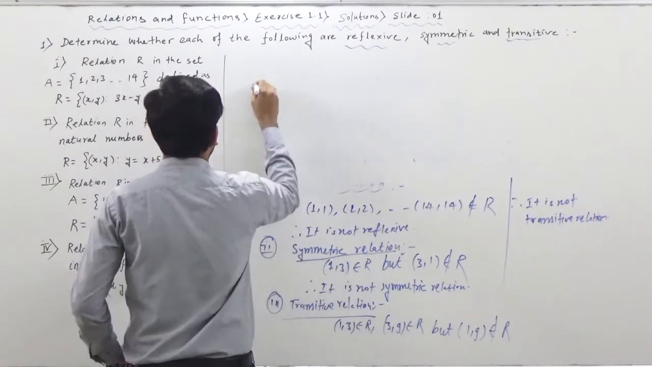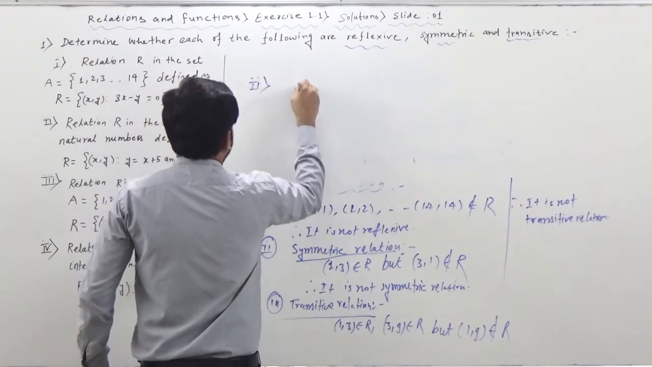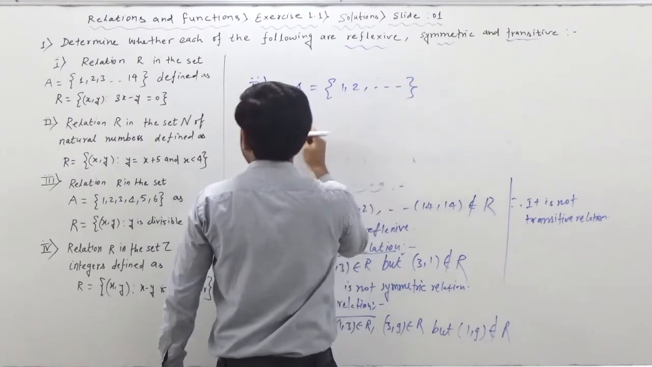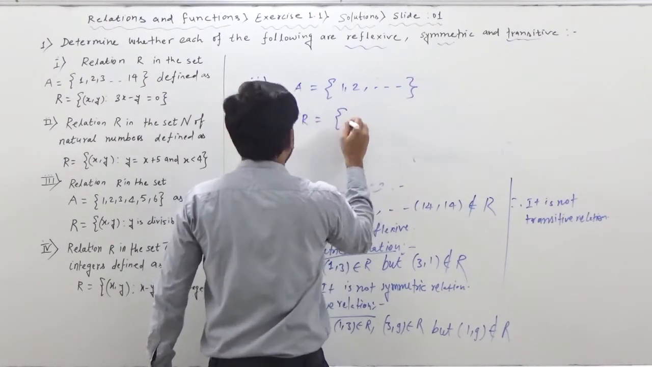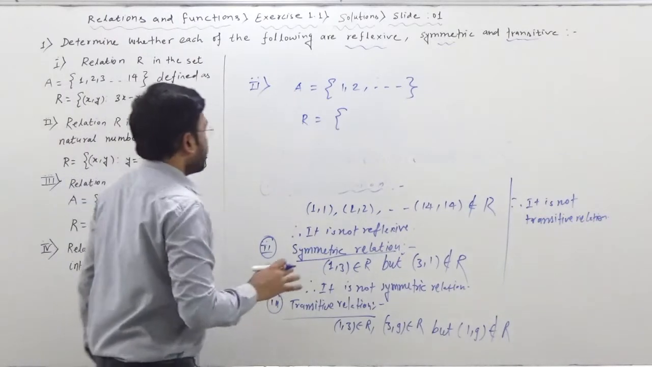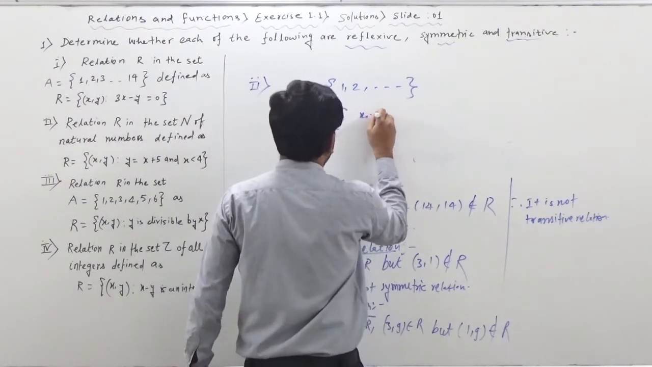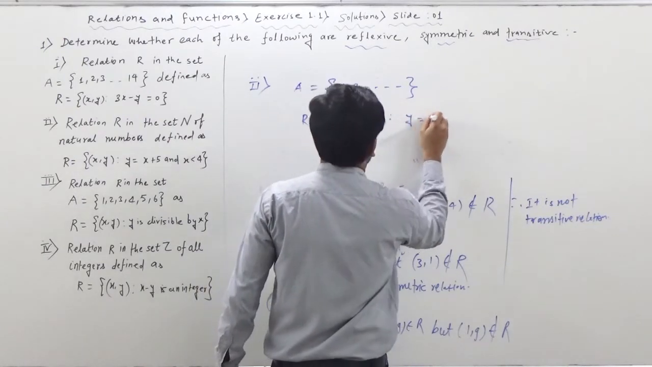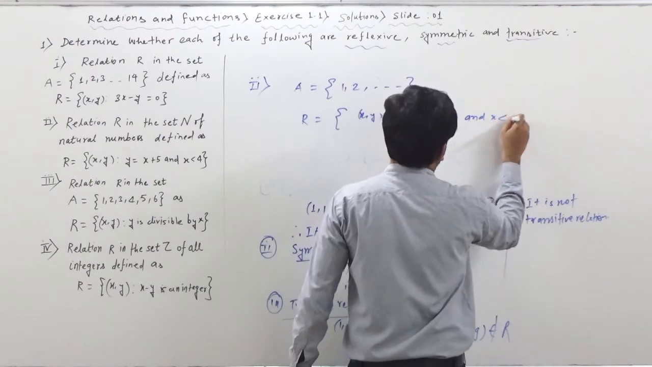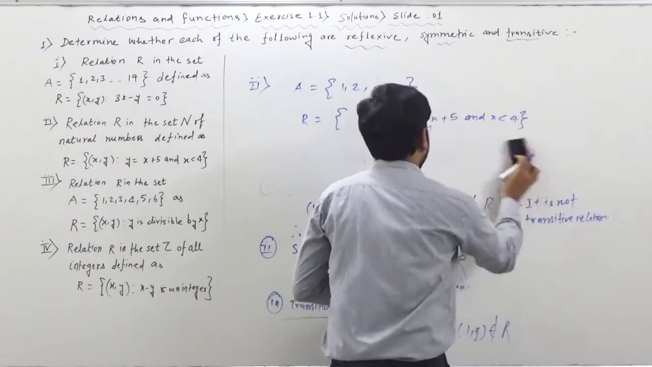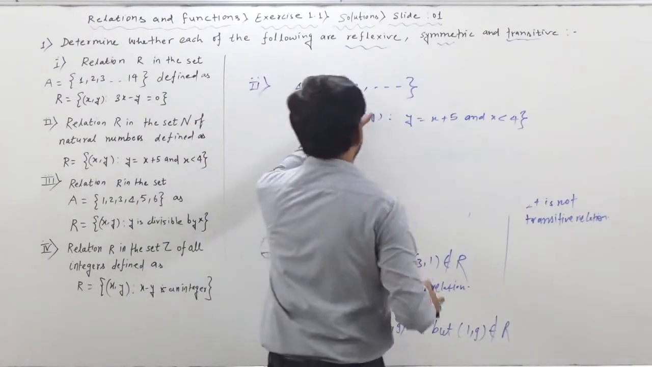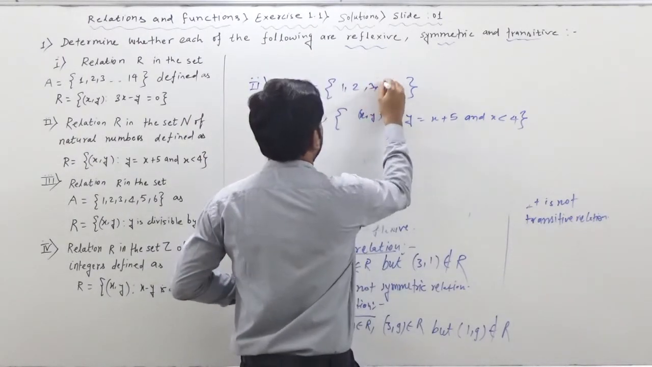Now we have set A, the natural numbers 1, 2, 3 up to infinity, and R is defined in this way. In set builder form, R is the set of (x, y) such that y is equal to x plus 5 and x is less than 4. Now x is less than 4, it means what? x can be 1, 2 or 3, isn't it?